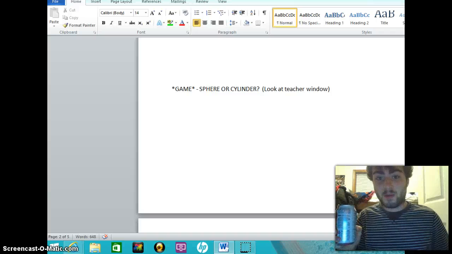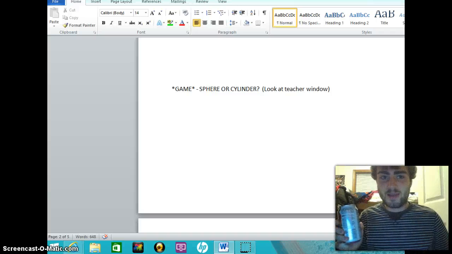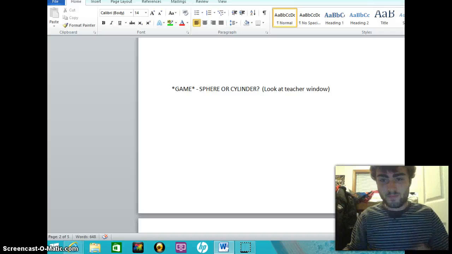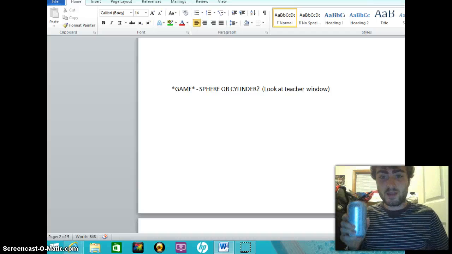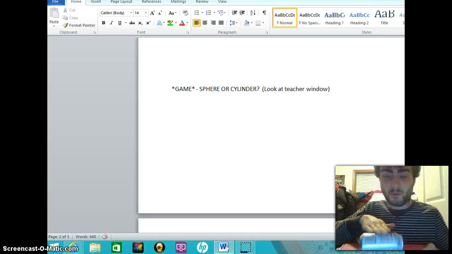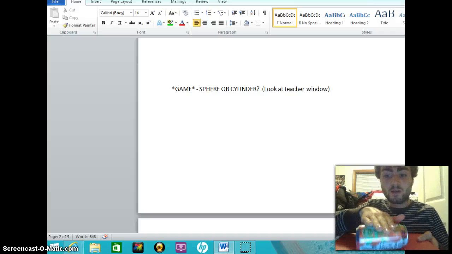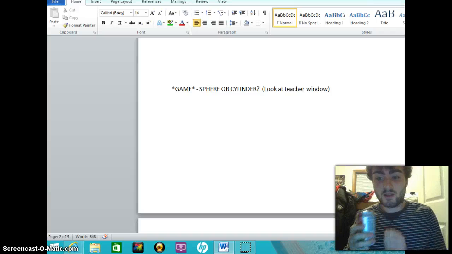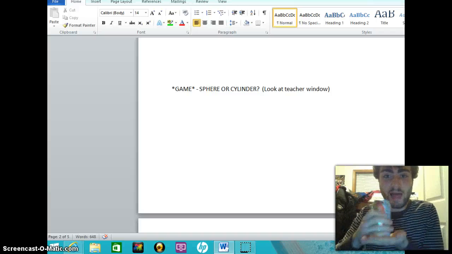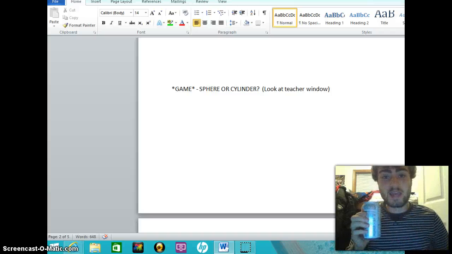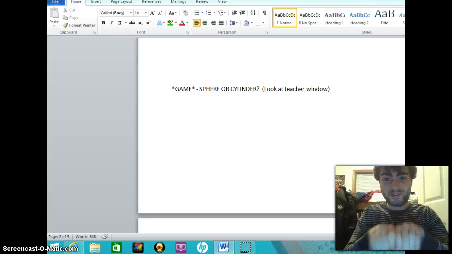A can of pop or can of soda, is that a sphere or a cylinder? A can of soda is a cylinder. A can of soda will roll in one direction, but it will not roll side to side. A can of soda has a flat top, a flat bottom, and it has a curved side. A can of soda is a cylinder.